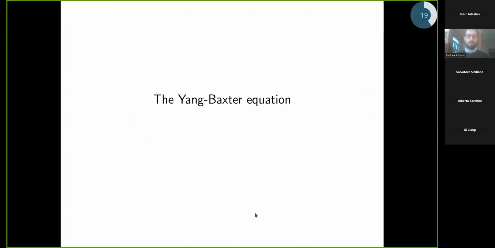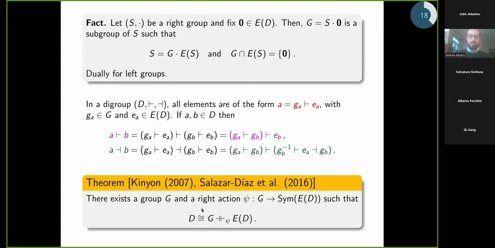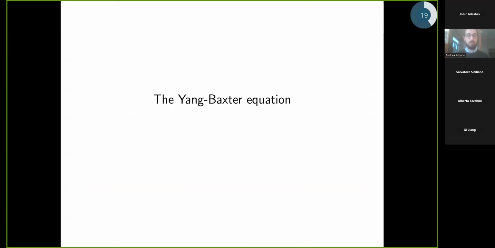Okay. Now, what we are going to do is use this decomposition to determine a structure with the aim to uniformly produce non-degenerate solutions to the Yang Baxter equation. Of course, there have been mathematicians before me in this seminar that have already talked about the Yang Baxter equation. So for time's sake, I will just give the details that will be important to understand what I want to share.